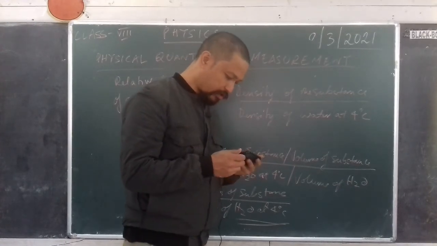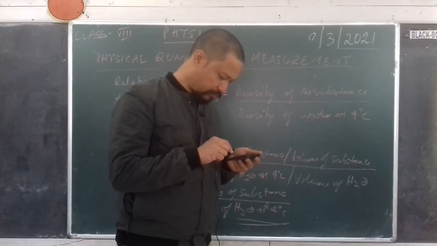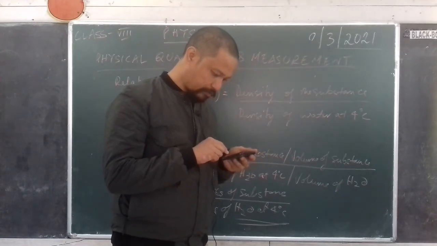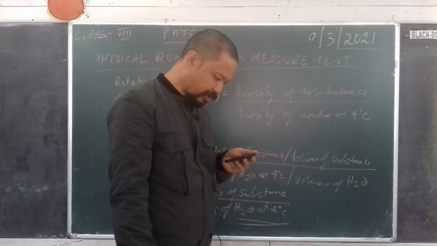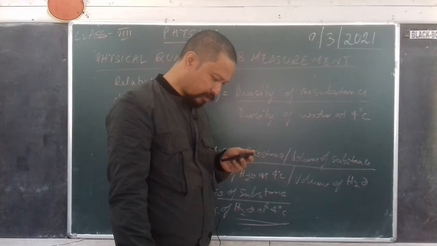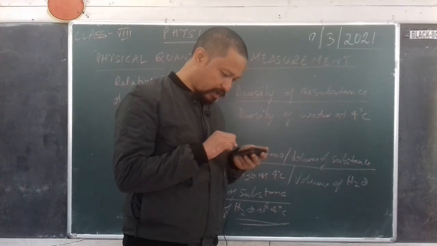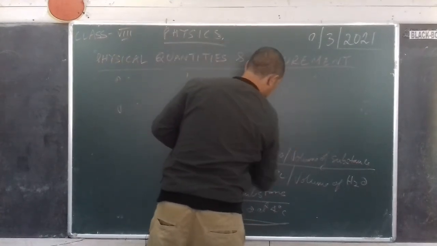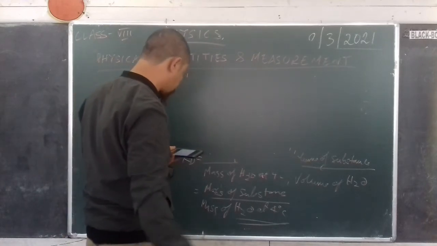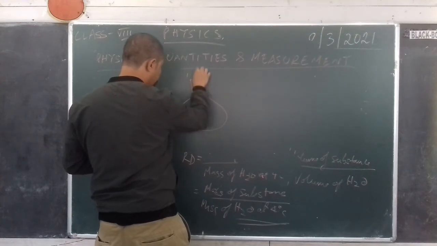We use a relative density bottle to find the density of a liquid. It's on the next page. The relative density of a liquid can be determined by using a special bottle called the relative density bottle. This bottle is also called the specific gravity bottle. It's a small glass bottle with a stopper having a fine capillary tube.